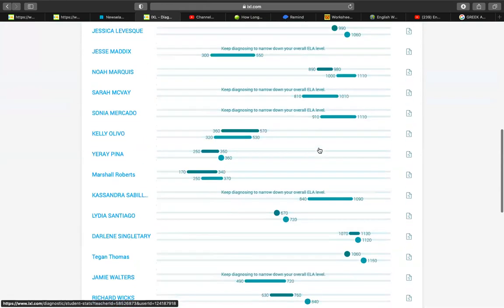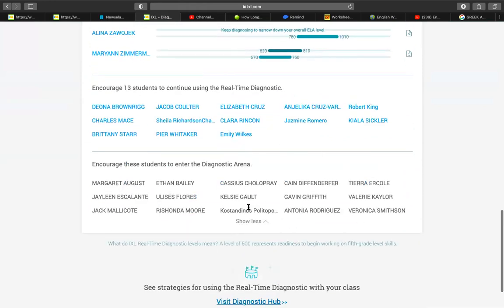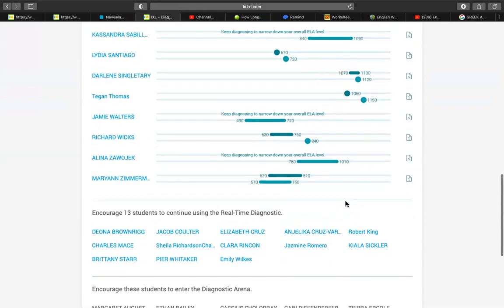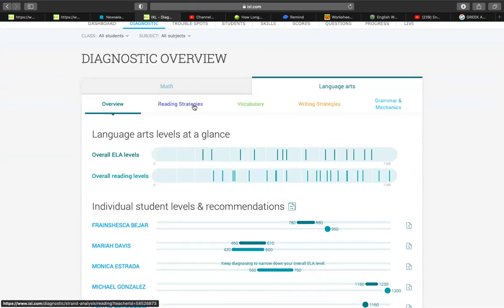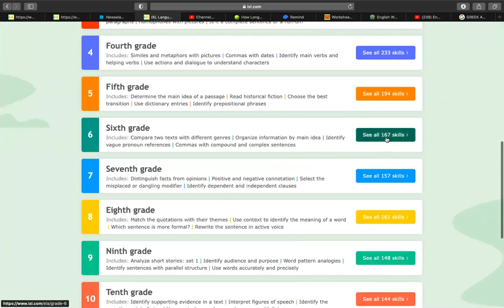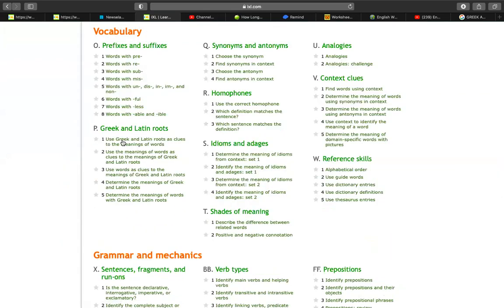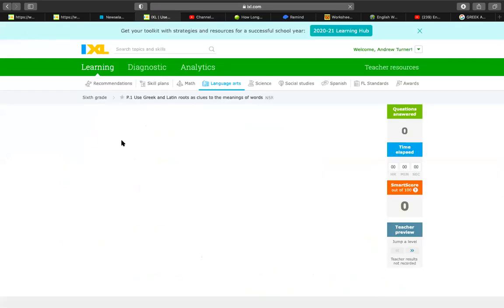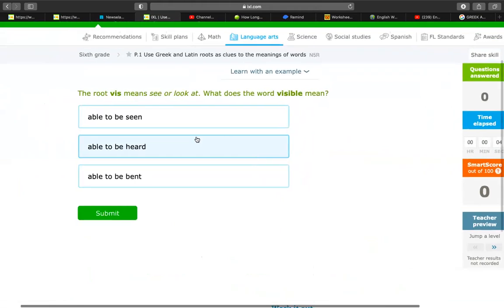As you go through this, this is only going to benefit you, okay? So if your name's down here, you need to do this again or get going on it. If your name's down here, you're hurting and you need to really get into the diagnostic arena, okay? That's going to really help for sure. All right, so learning. And then we are going to language arts. Let's see if they have it in sixth grade. Going to vocabulary, Greek and Latin, okay? You're going to help me with these, and then we'll get a little preview on prefixes and suffixes, I think.